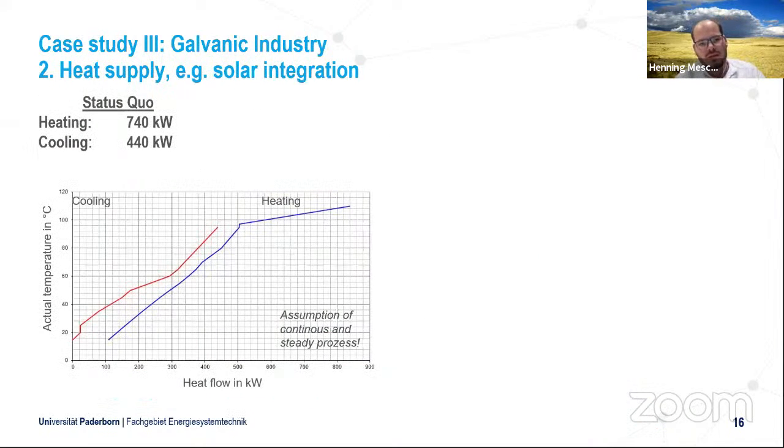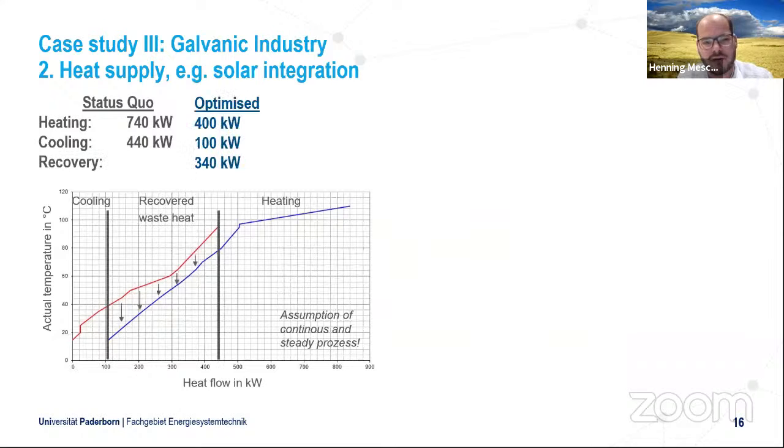And once we did that, in the beginning I said we should first think about our energy needs, and then about our energy demand, and then about our energy supply. So you see here, before we did that, we have a heating demand of 740 kilowatts. After reusing waste heat, we can optimize our heating demand and reduce it to 400 kilowatts.